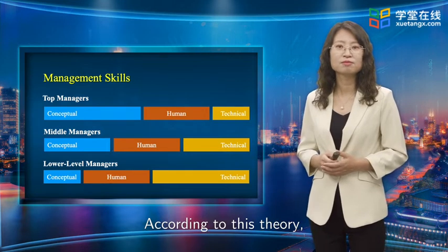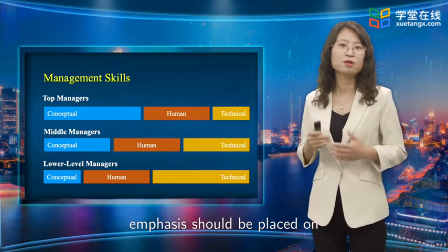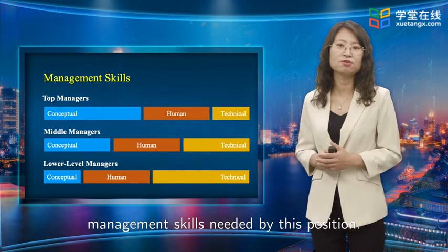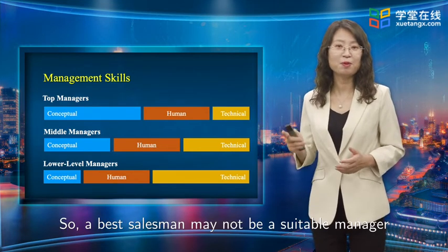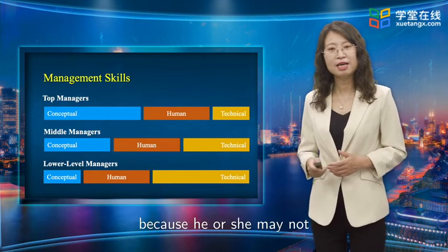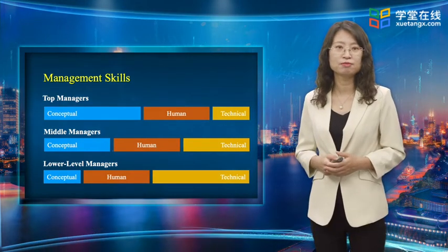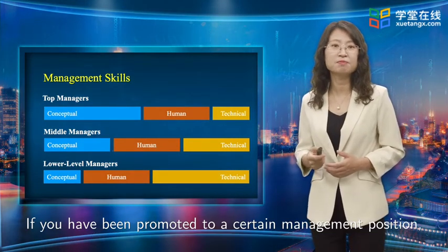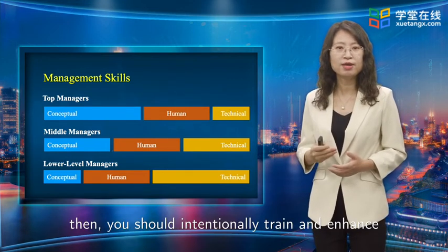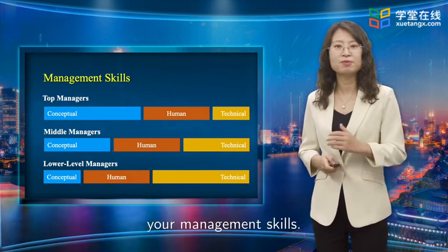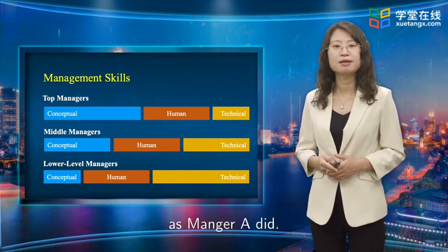According to this theory, when an organization wants to select a manager for a certain position, emphasis should be placed on management skills needed by this position. So a bad salesman may not be a suitable manager of the sales department because he or she may not have necessary human skills and conceptual skills. If you have been promoted to a certain management position, like Manager A, then you should intentionally train and enhance your management skills. Otherwise, you will have to face the same problems and troubles as Manager A did.